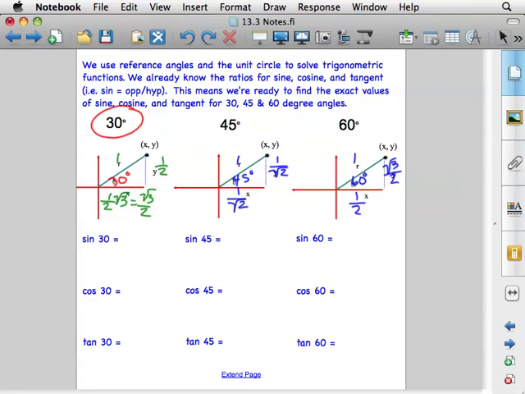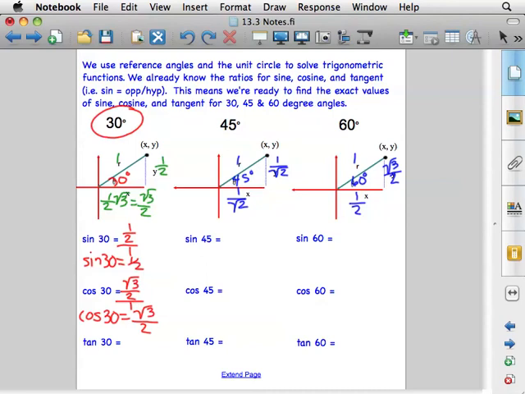Now that we have those, we can easily build sine, cosine, and tangent for each one. So the sine of 30 is opposite over hypotenuse. So our opposite is 1/2 over our hypotenuse, which is 1. Which means that the sine of 30 degrees is just 1/2. Cosine of 30 would be our adjacent, so the square root of 3 over 2 over our hypotenuse, which is 1. So we simplify. Cosine of 30 degrees is just radical 3 over 2.